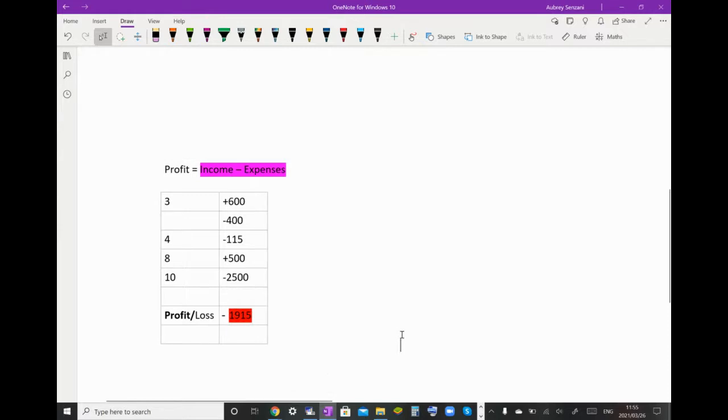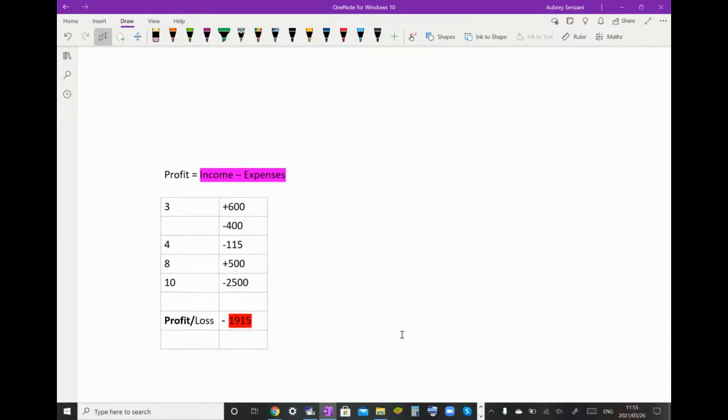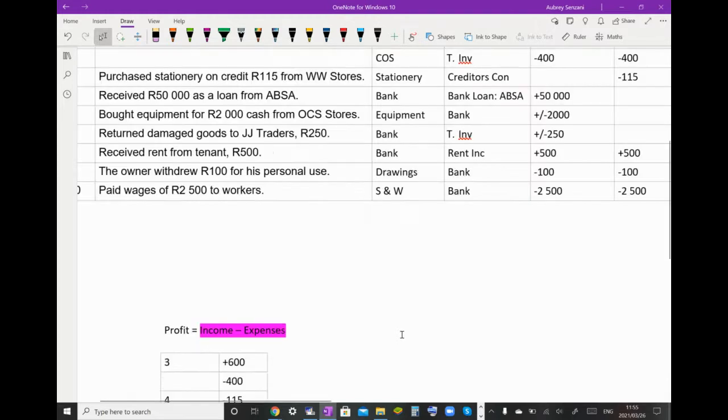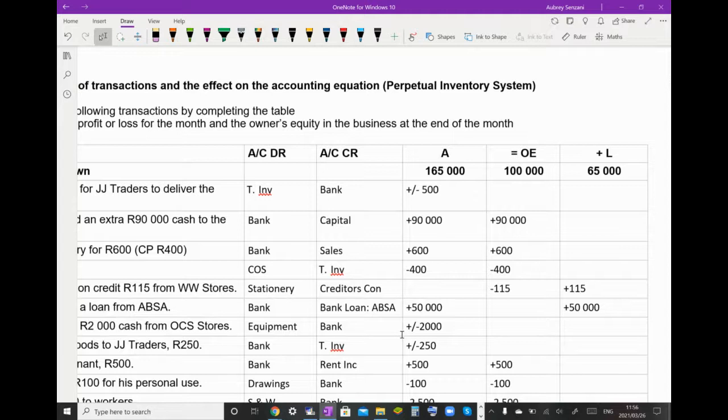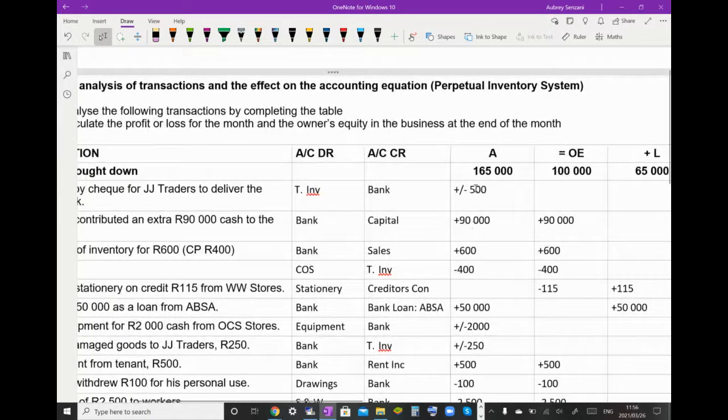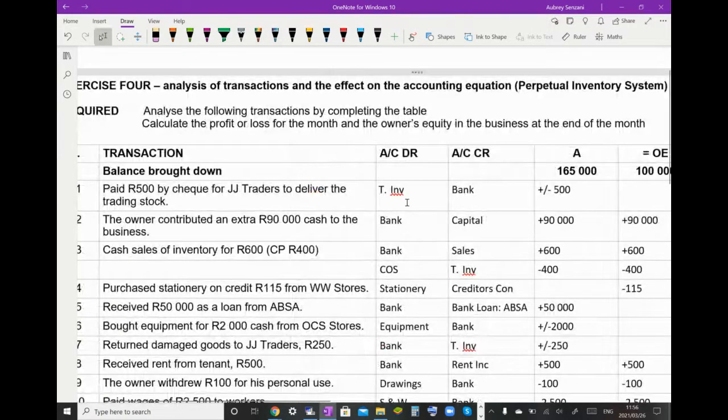Okay. Any questions? Yes. Why didn't we add the first transaction? The 90,000? No, the 500 deliveries. Remember deliveries, it was accounted in trading inventory. Make sense? Yeah. Okay. Any other questions?